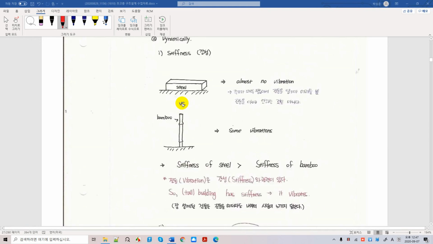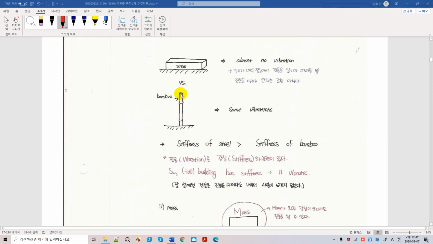Okay. And here you have a very flexible bamboo sitting on top of the ground, and it's easy to make this bamboo move to the left, to the right, to there, in any direction. Okay, so this is said to have a very small stiffness and big flexibility. Here, instead, you have a very big stiffness and very small flexibility. Right? So what happens here?